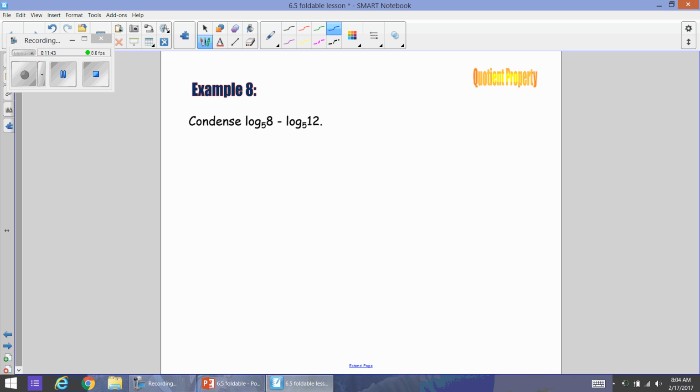Over here, condensing, that is when you see multiple logs, but you know at the end of the day, you're going to have one log base 5. Now, you look at this and you're like, whoa, it's subtraction. And what is subtraction? Subtraction is division. How do you know who's on top and who's on the bottom? Well, the positive logarithms are in the numerator, which means 8 is in the numerator. The negative logarithms are in the denominator, so that means 12 is in the denominator.